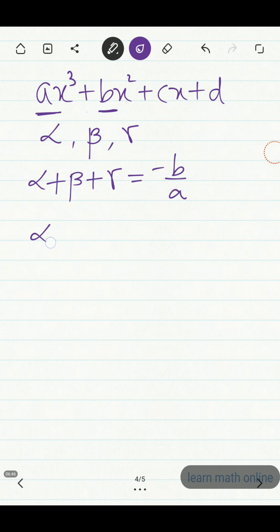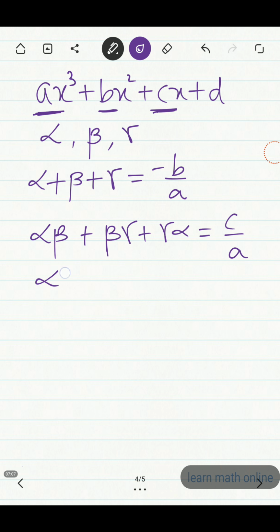Now the sum of the products of the zeros taken two at a time, alpha beta plus beta gamma plus gamma alpha, is equal to c by a. That is, coefficient of x divided by coefficient of x cube. And the third one, the product of the three zeros, alpha beta gamma, is given by minus d by a. That is, the constant term divided by the coefficient of x cube with minus sign.